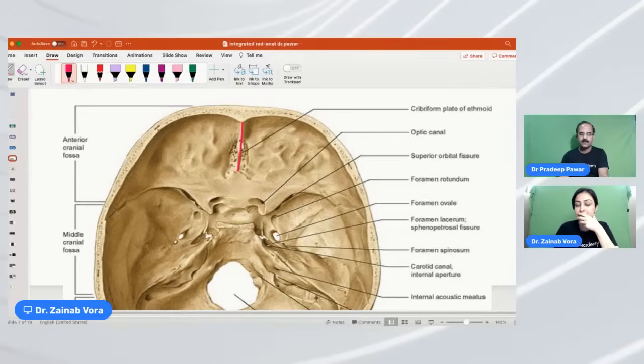That's a frontal crest. You see the cribriform plate of ethmoid bone, which is perforated. A perforated plate, that's the cribriform plate of ethmoid. What comes in through the cribriform plate of ethmoid are the olfactory nerves. Now, the optic canal, the second foramen in the anterior cranial fossa.